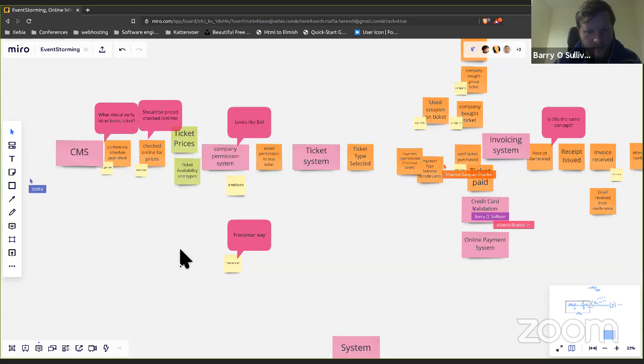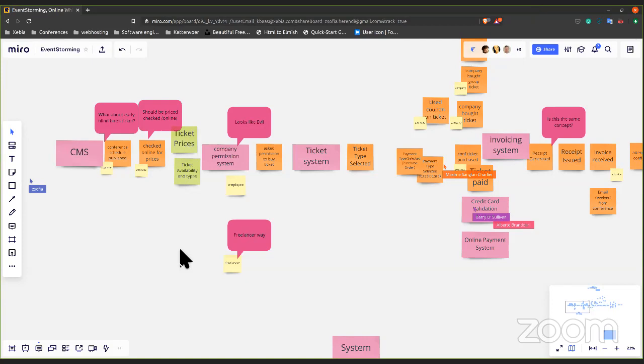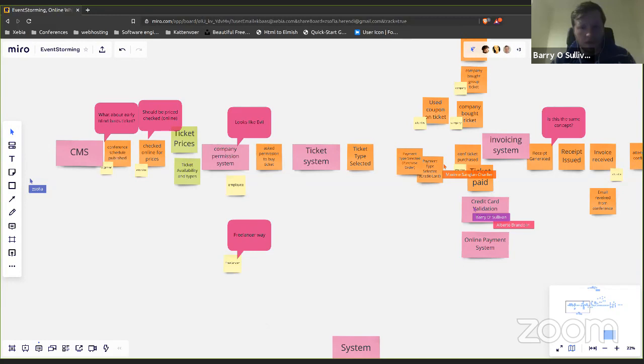Now, would they be one system rolled together, online payment, would that take care of the validation, or would they be independent? That might be the same. So it's probably worth putting, I'm just going to copy that. Is this the same concept? And there we go.